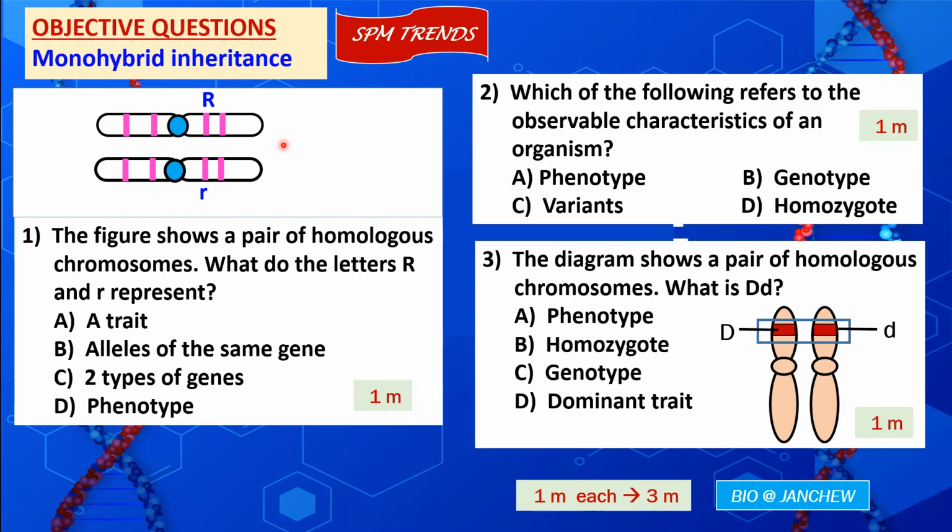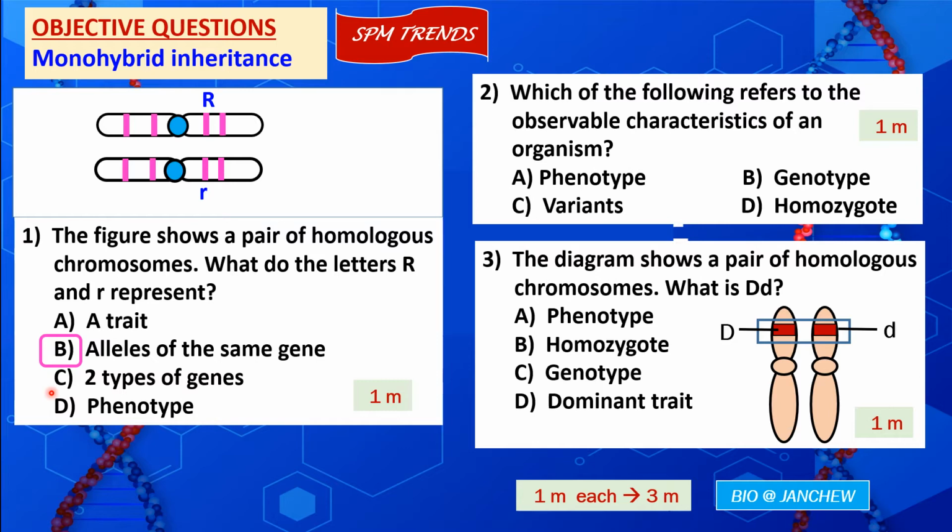Alright, so this diagram shows a pair of homologous chromosomes with the same structure and type of genes. And here we see the pink bands, which represent segments of the chromosomes or segments of DNA that contain the units of inheritance, right? So big R is situated here, small r is situated here at the same position on the pair of homologous chromosomes. So what is the term that's used for the units that occupy the same locus on a pair of homologous chromosomes? Alleles, right? So B is the answer. Alleles of the same gene, right?